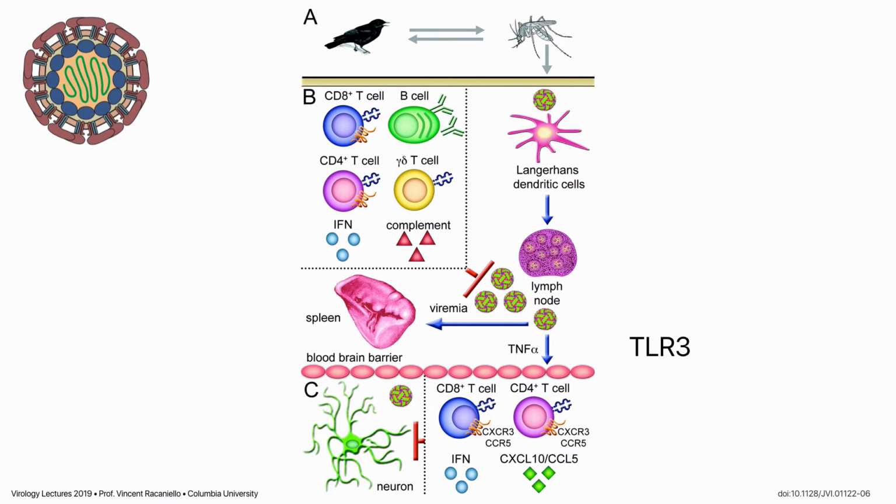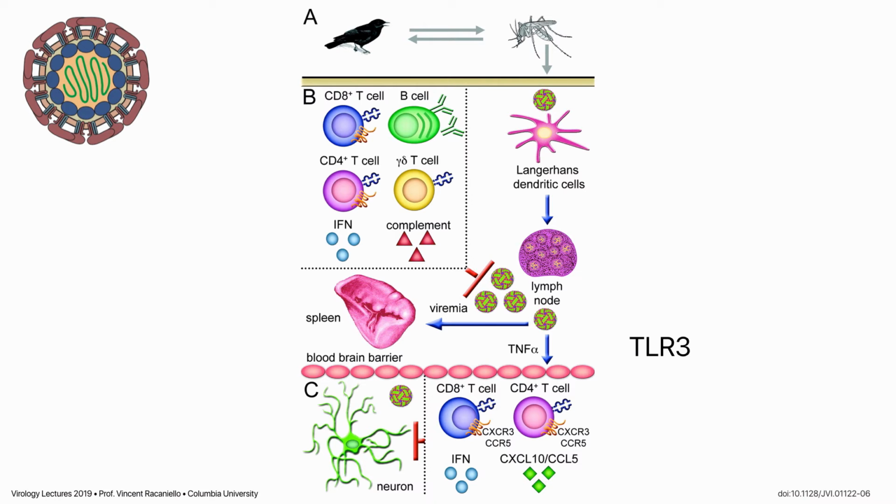This is the pathogenesis of infection. You are bitten by a mosquito. The virus ends up in your capillary. It is carried by dendritic cells to the local lymph nodes. The virus likes to replicate in the lymph nodes. It establishes a viremia. It will then infect lymphoid cells and other tissues like the spleen. And remember, we talked about how the virus is sensed by toll-like receptor 3. That leads to the production of TNF-alpha, a cytokine that has the effect of loosening up the blood-brain junction.